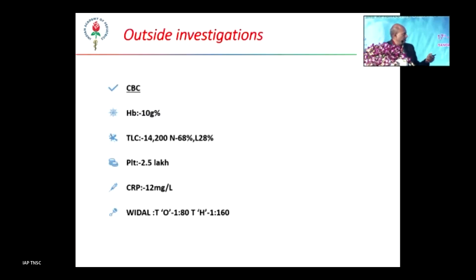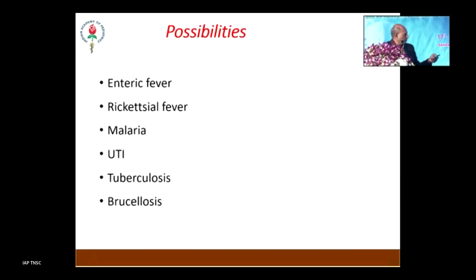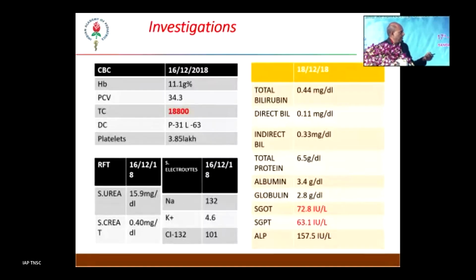So these are the investigations. There is leukocytosis with neutrophilia, with platelets of 2.5 lakh. Vidal test was positive, so initially we thought about enteric fever as a possibility. Apart from that, we thought about rickettsia, malaria, and UTI, because this is an FUO. We thought about brucella also, as one of the things.